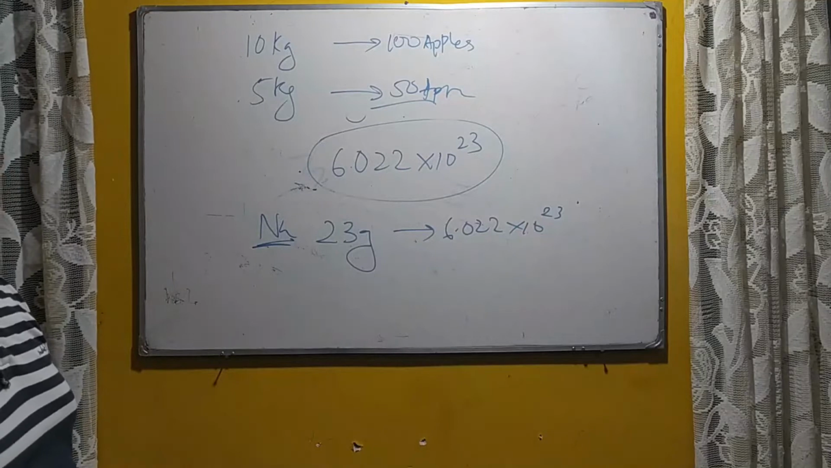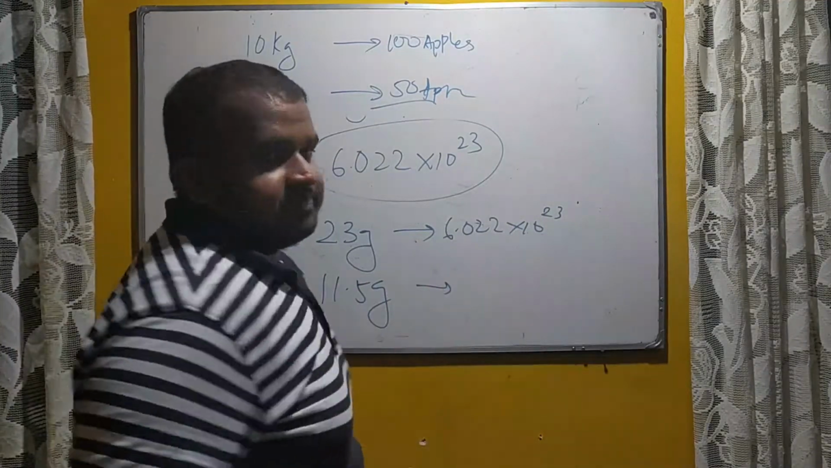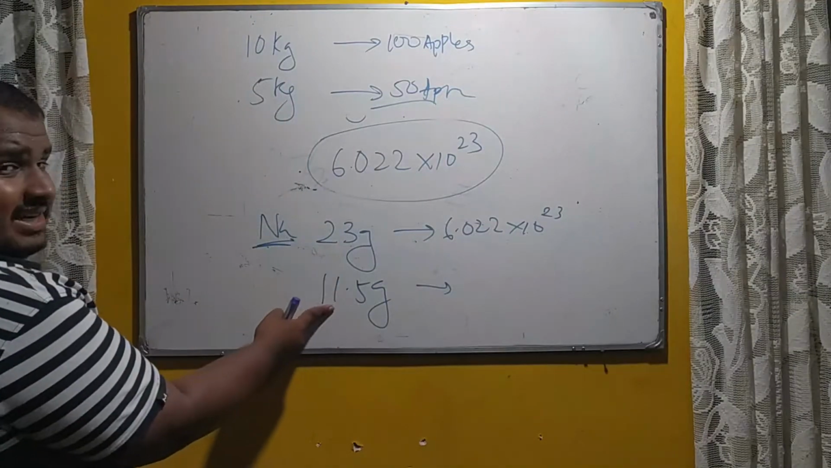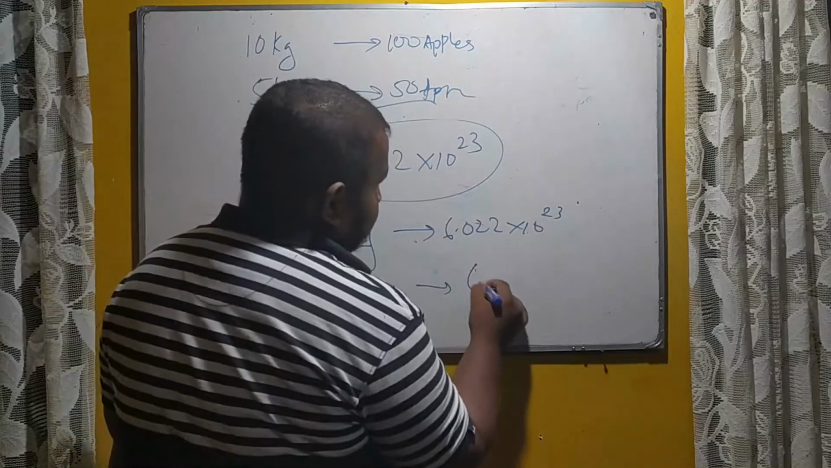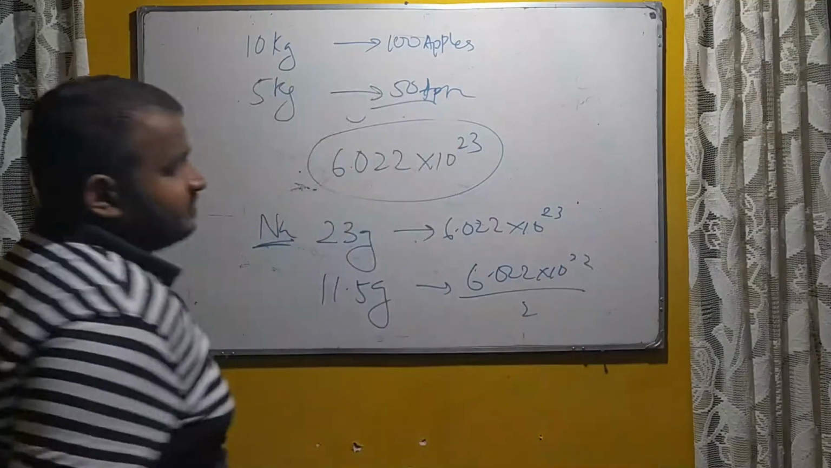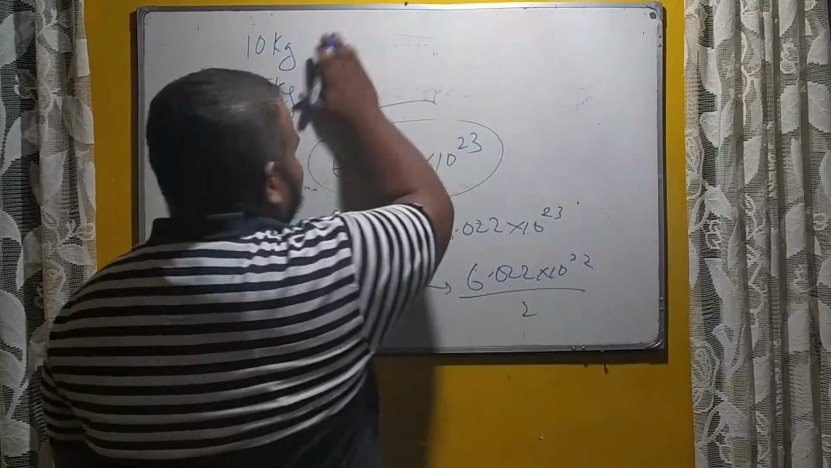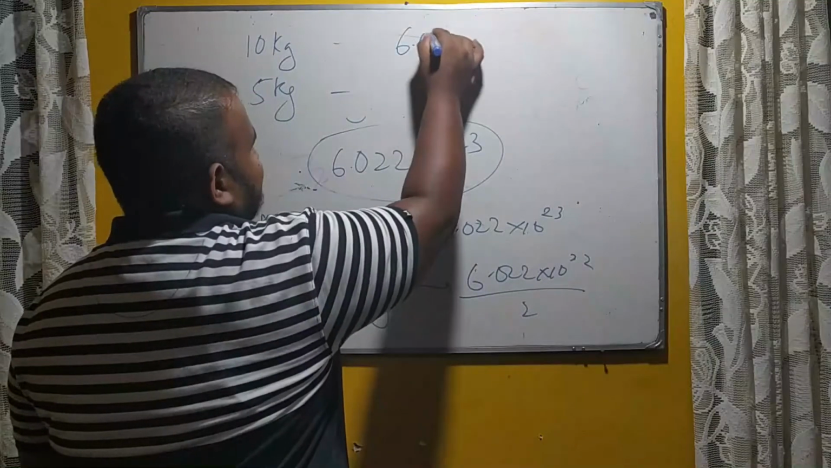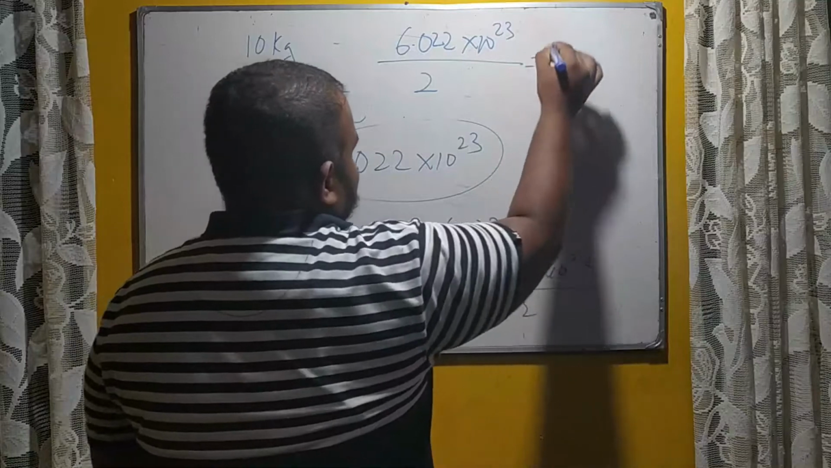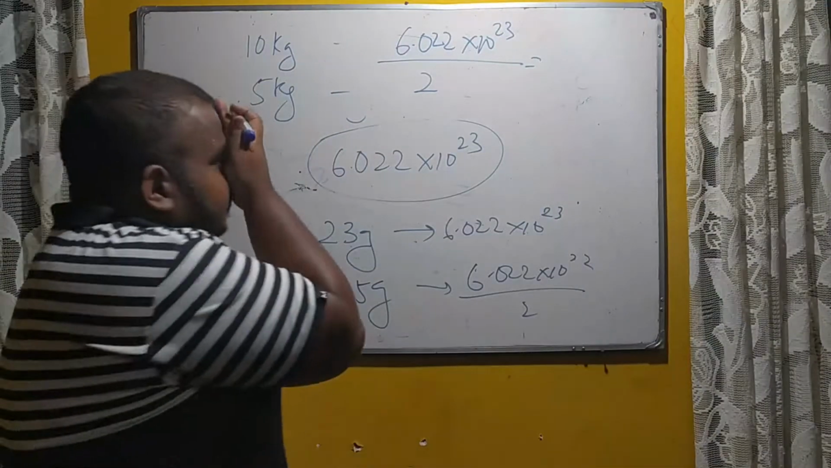But they didn't ask you that question. They asked how many atoms will be in 11.5 grams. Exactly half. Therefore it will be 6.02 into 10 to the power of 23 divided by 2. Here again you people are confused: 6.022 into 10 to the power of 23 divided by 2. Come on, what is the value you obtain?